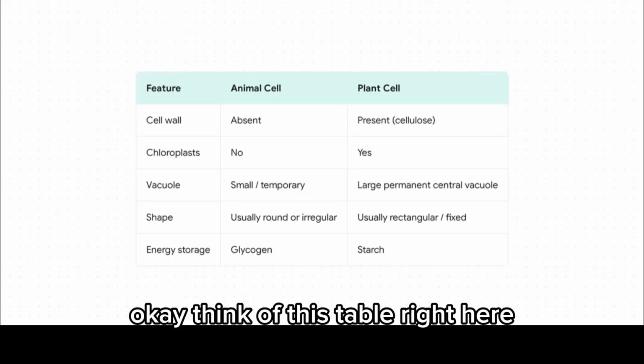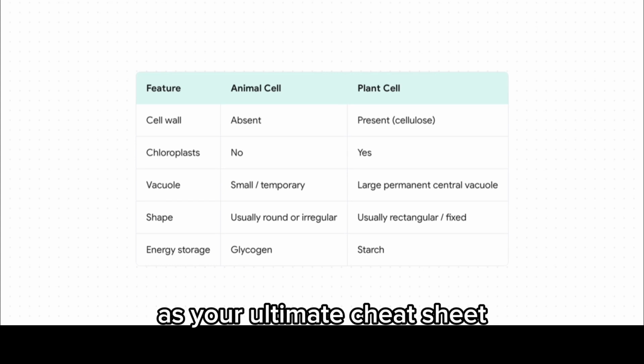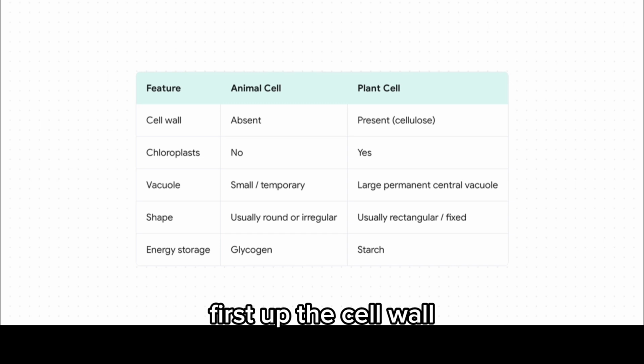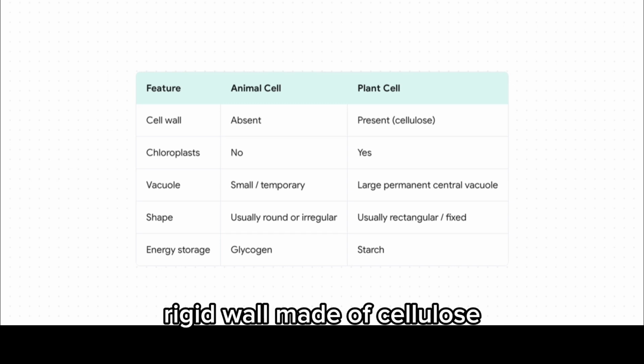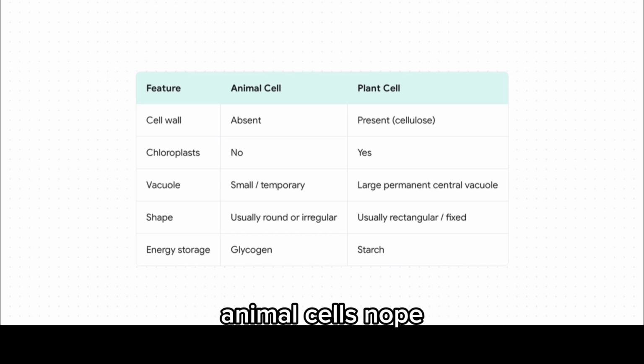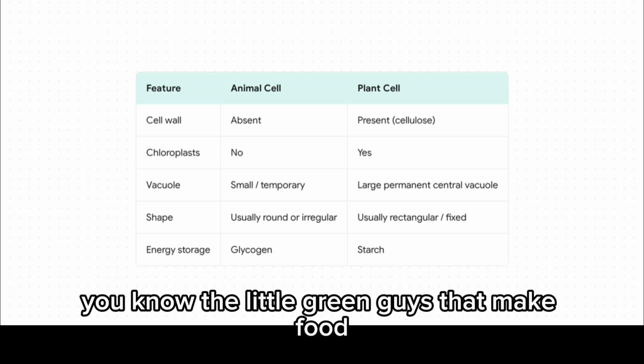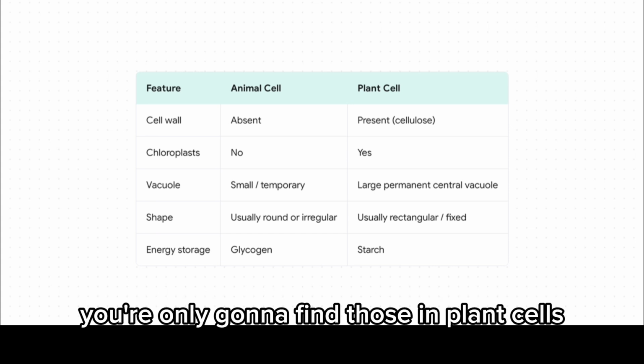Okay, think of this table right here as your ultimate cheat sheet. Let's run through these 5 key differences. First up, the cell wall. Plant cells have this tough, rigid wall made of cellulose. Animal cells? Nope, don't have it. Second, chloroplasts. You know, the little green guys that make food? You're only going to find those in plant cells.